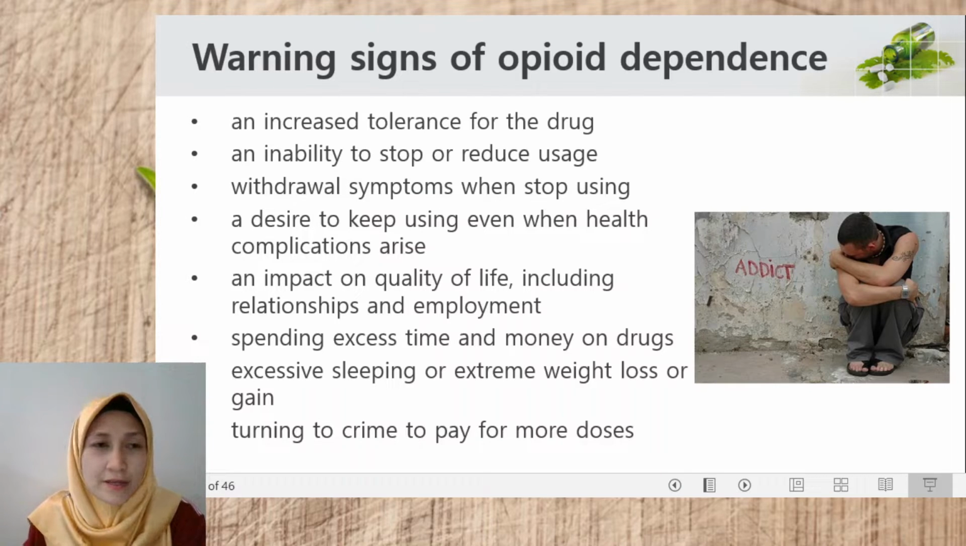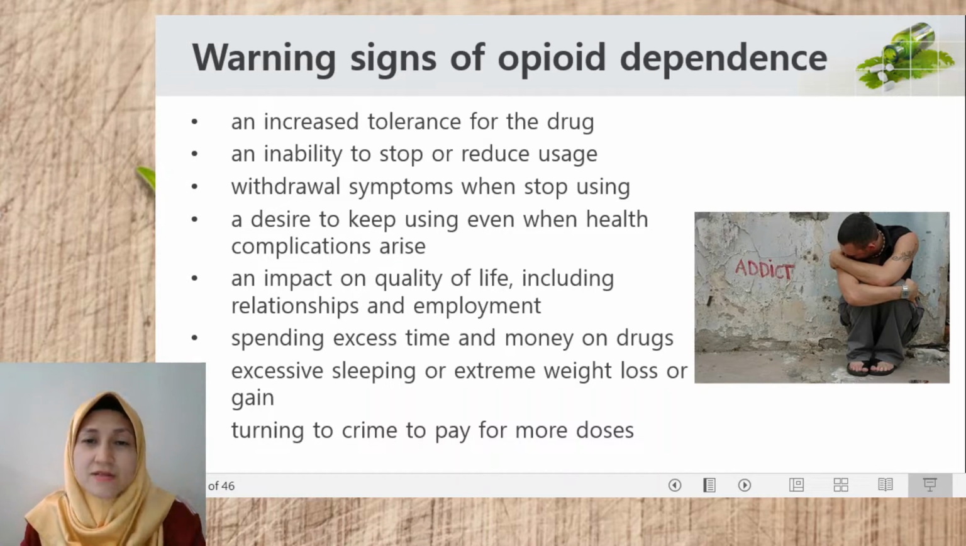So how do you know that the person is having opioid dependence, or when they started to become addicted to opioids? When is it time for us to actually take action or try to intervene? When do you know that the person is having warning signs of opioid dependence?